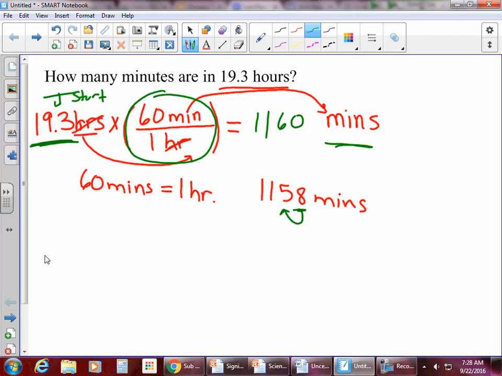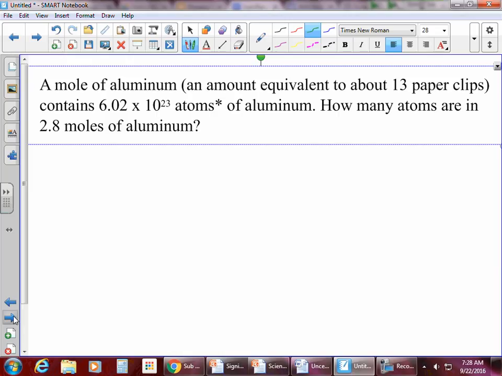The next problem on there is a little different than what you guys are used to. A mole of aluminum contains 6.02 times 10 to the 23rd atoms of aluminum. How many atoms are in 2.8 moles of aluminum? What we're starting with in this problem is 2.8 moles of aluminum, and it's asking me for atoms of aluminum, so I'm going to put atoms of aluminum on the right.